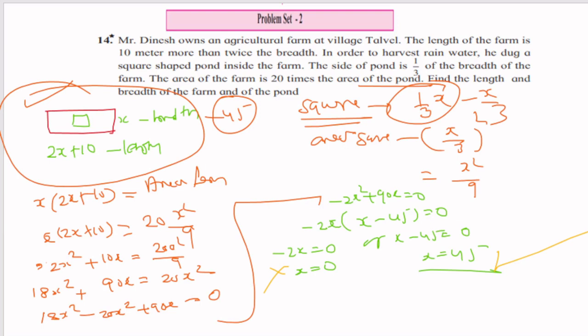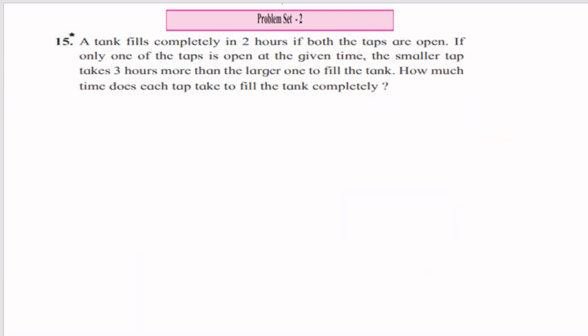Perfect. Now move to question number 15, which is the last question of this problem set. Question number 15 is very interesting because it carries a lot of explanation. A tank fills completely in 2 hours. There is a tank, and it fills completely in 2 hours if both taps are open. There are 2 taps. Now the second condition: suppose only one tap is open and the other tap is closed.